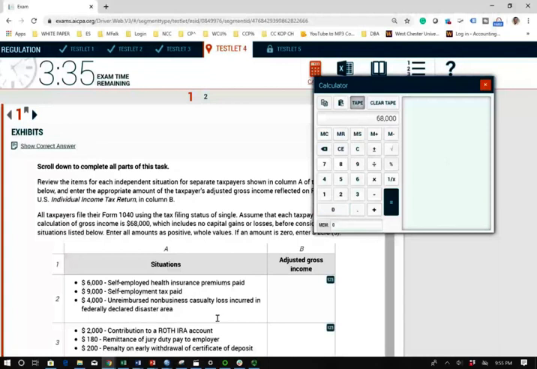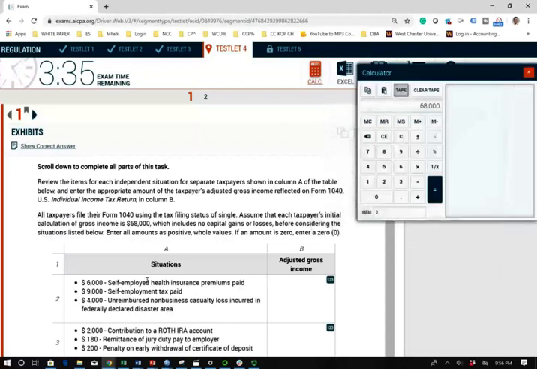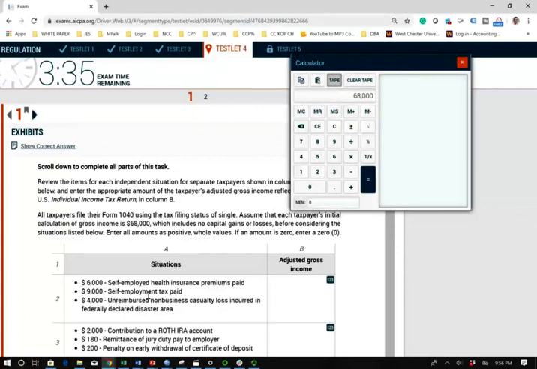Now, we are told that we had $6,000 of self-employment health insurance premium. So what do we need to do if we have self-employment health insurance premium paid? Well, that's deductible for AGI. It means we need to deduct $6,000. Now we're down to $62,000.